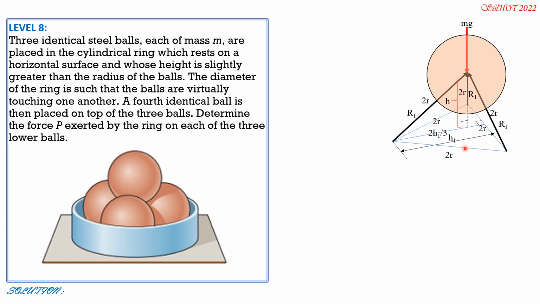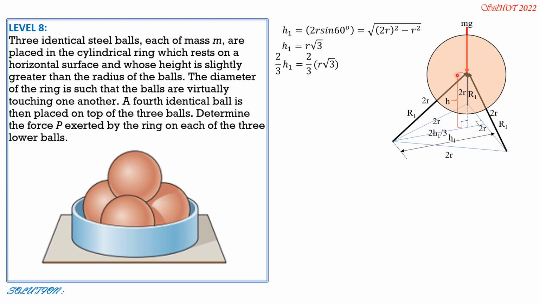So H1, let's call that height from the centroid of the base to the center of the upper sphere, this one. H1 is 2r sine 60 degrees, or the square root of (2r) squared minus r squared. Simplifying, H1 is r square root of 3. Then the distance from this vertex to that is 2/3 of H1 because this is the centroid of the equilateral triangle. So 2/3 of H1 is 2/3 of r square root of 3.